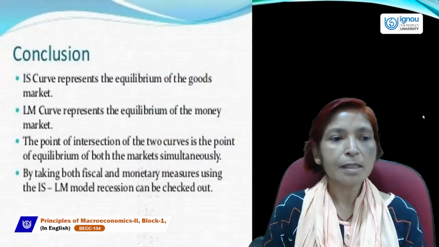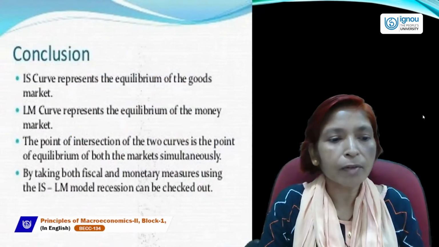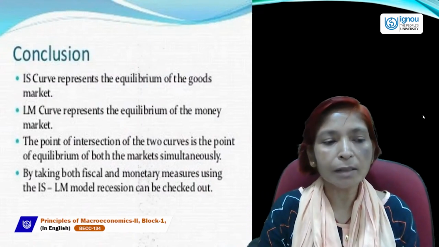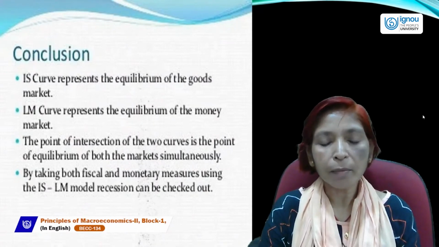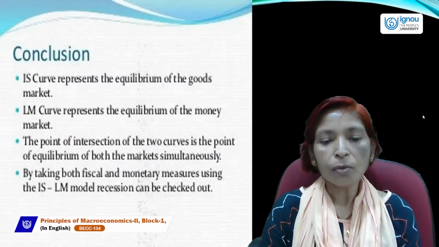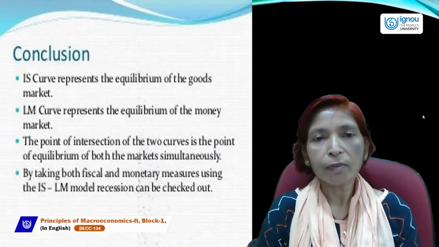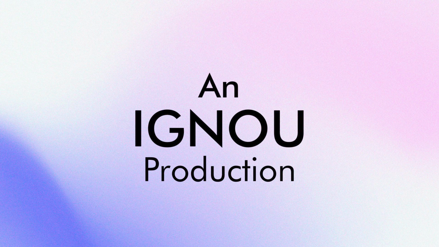So, conclusion: the IS curve shows the goods market equilibrium, the LM curve shows the money market equilibrium, and where both curves intersect each other, the equilibrium point will be determined and the rate of interest will be determined. By taking both fiscal and monetary policies, we use the ISLM model to control the situation of inflation and recession. Thank you.